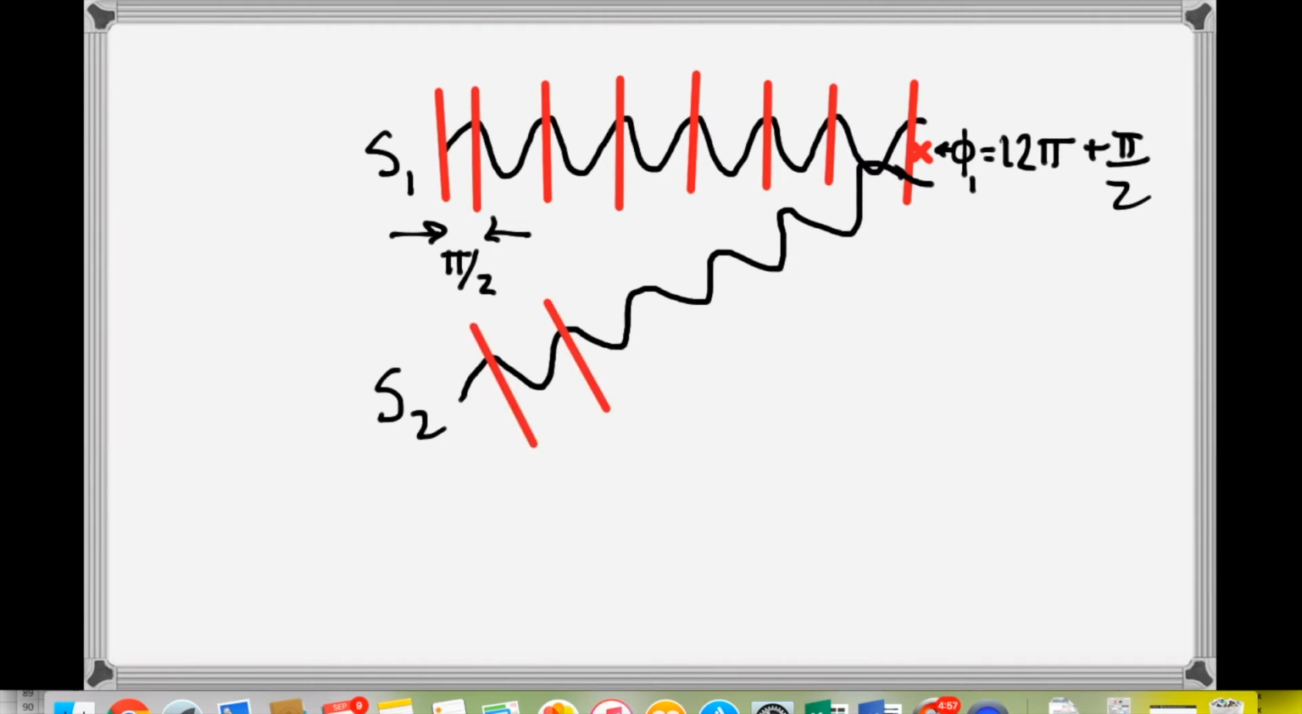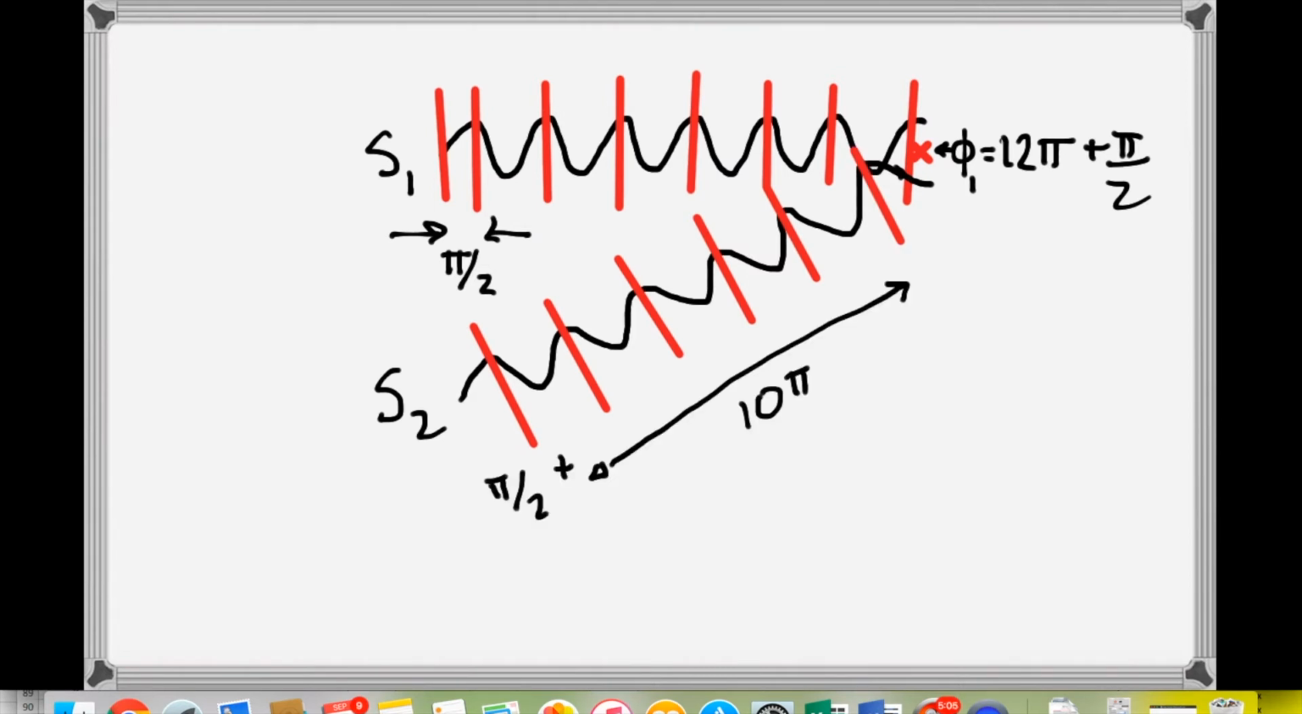So 2 pi, 4 pi, 6 pi, 8 pi, 10 pi, and the beginning has a pi over 2. From the beginning point to the first red line that I drew there, there's a pi over 2. 10 pi is that intermediate difference in phase, and the final piece of the wave adds a difference in phase of pi. From a peak to a trough, there's a difference in phase of pi. Right? The other half of the wave is another pi to give you a total difference in phase between two peaks of 2 pi.